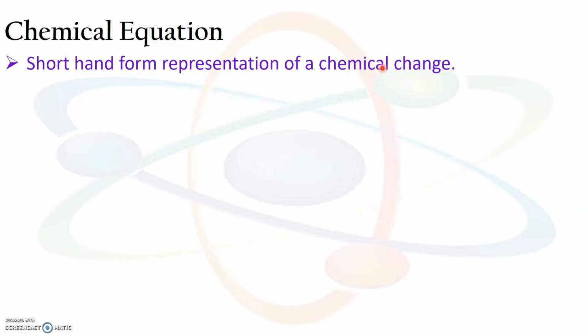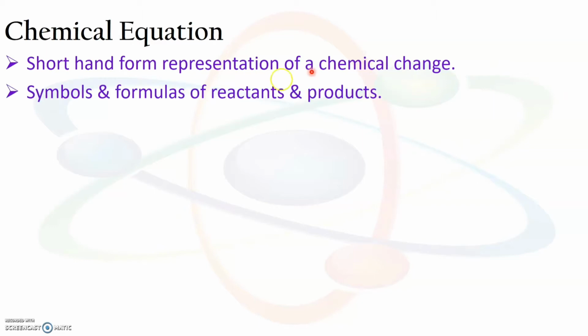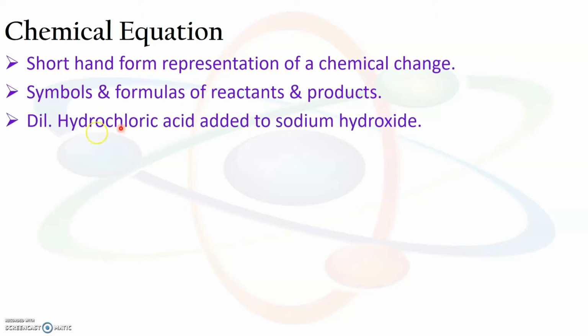A chemical equation consists of symbols of the elements and radicals and also the chemical formulas of reactants and chemical formulas of products. Now let us take an example of a chemical reaction, that is dilute hydrochloric acid added to the compound sodium hydroxide. Now let us see how do we write this reaction in the form of a chemical equation. As you see here, this is a chemical equation.